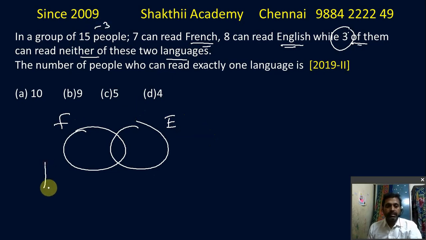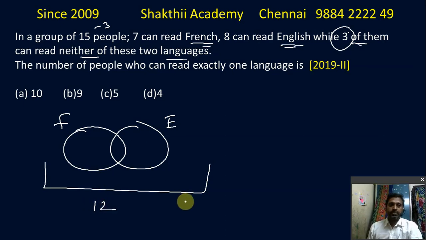So in this circular part, circles, maximum is 12 people will come. And 3 people will not speak any of the language. Because 15 minus 3 will be 12. So that 12 will come in the circle because these 12 people will speak any one of the language or both the language.